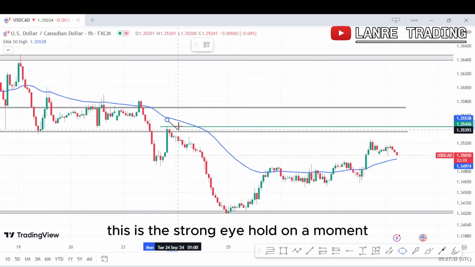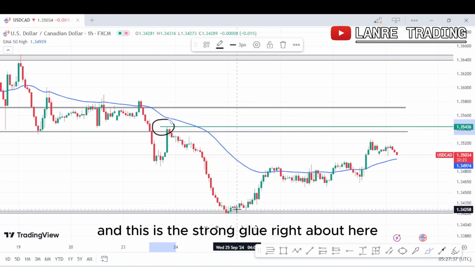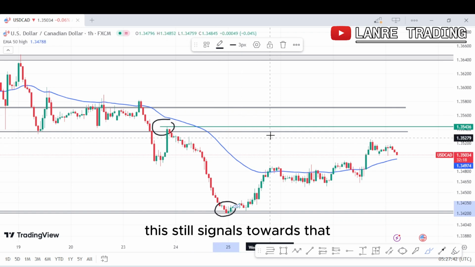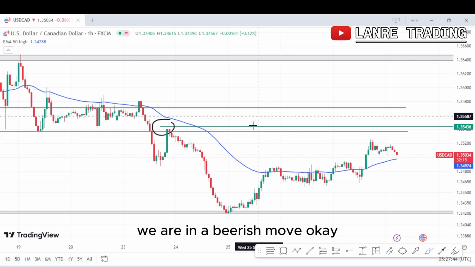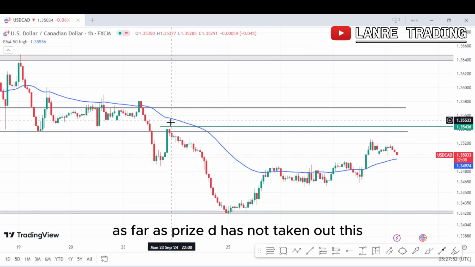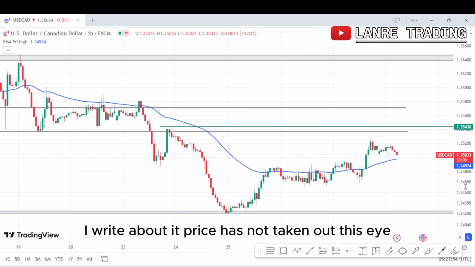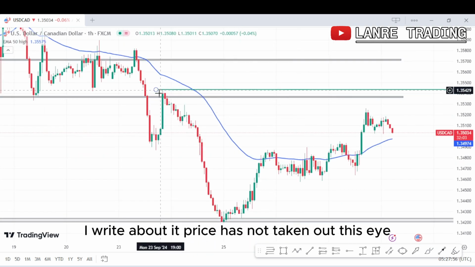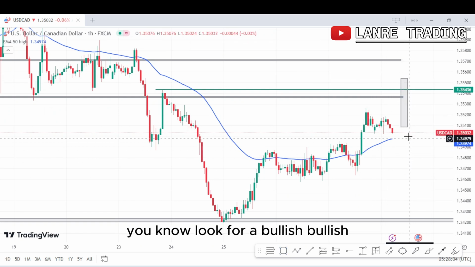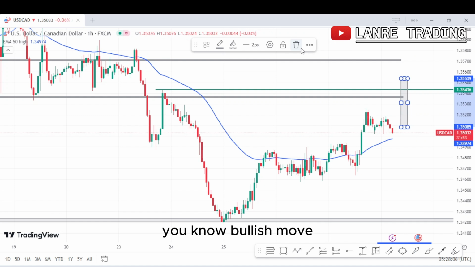This is the strong high. Hold on a moment. This is the strong high right about here, and this is the strong low right about here. So we are within this move. This still signals to us that we are in a bearish move. You shouldn't be deceived. We are still in a bearish move as long as price has not taken out this high right about here. So not until price takes out this high could we look for a bullish move.